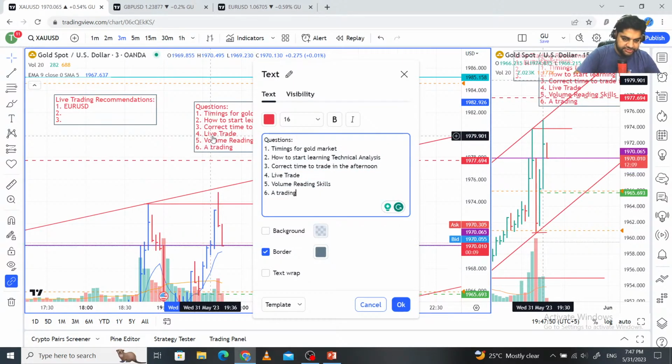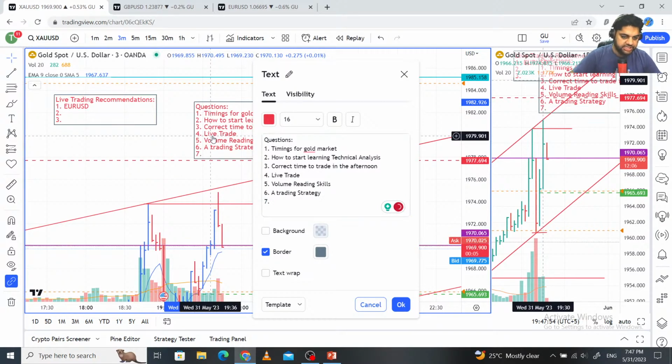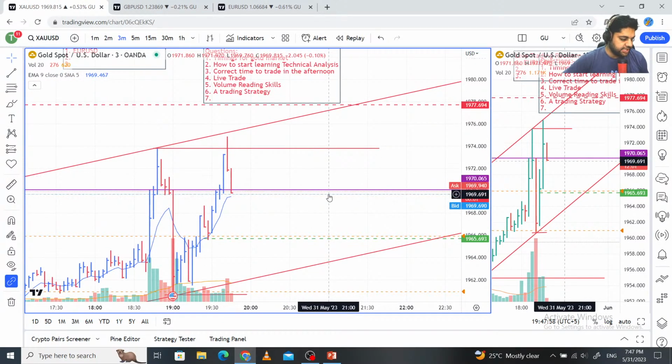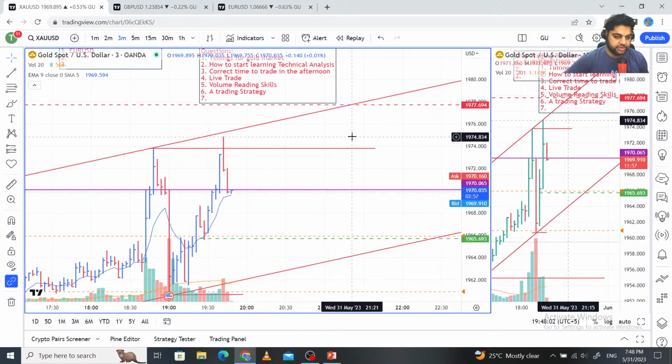Trading strategy, I will give you a trading strategy. Okay, Simon G, I will give you this trading strategy. And what else do you ask me, guys? Ronaldo is asking what should be the lot size and profits and pips.